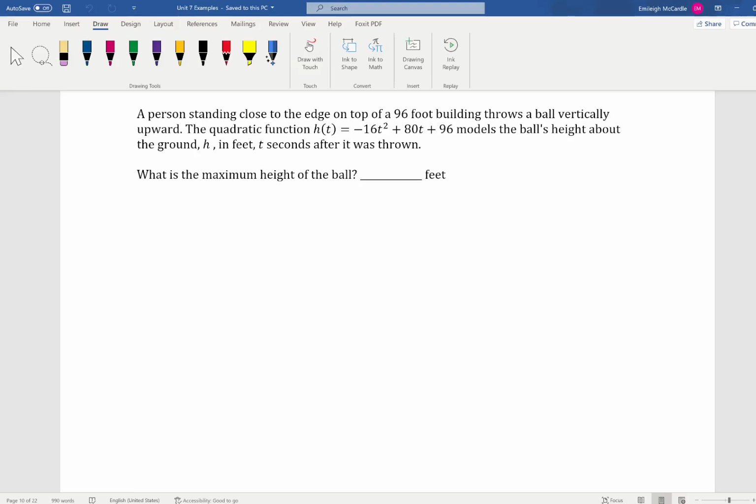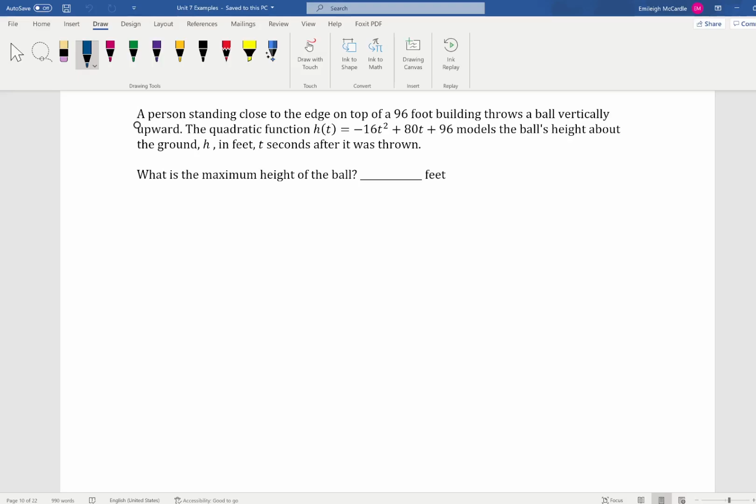All right, this problem we're looking at is a quadratic application problem. So let's read it. A person standing close to the edge on top of a 96-foot building throws a ball vertically upward. The quadratic function h of t equals negative 16t squared plus 80t plus 96 models the ball's height above the ground h in feet, t seconds after it was thrown. What is the maximum height of the ball?